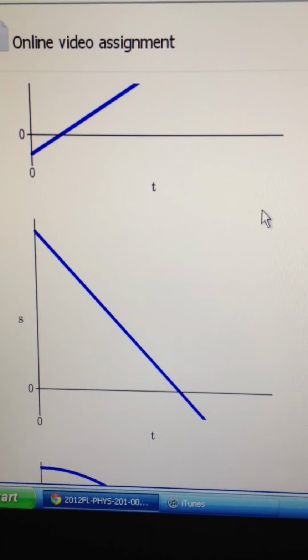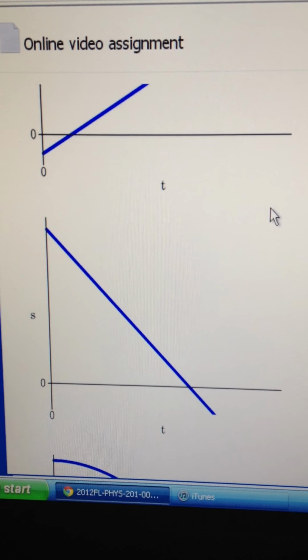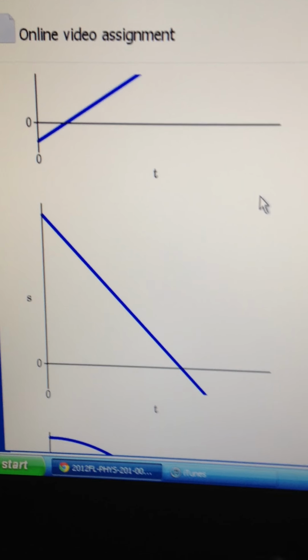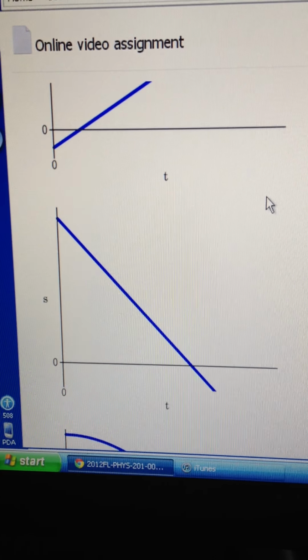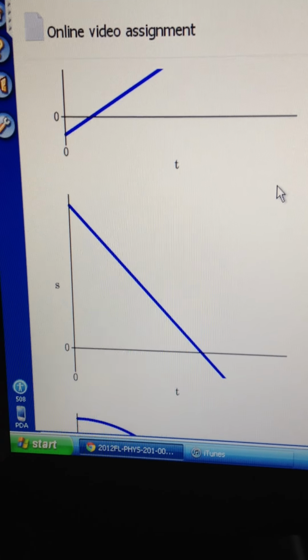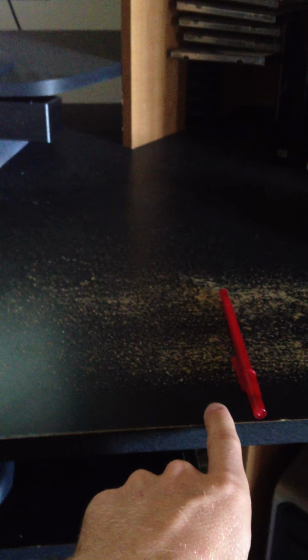It starts out in the positive direction and goes downward into the negative direction with a negative velocity, but a consistent velocity. So it would start out in the positive direction right here and go consistently just like that and then stop right about there. It wouldn't speed up or slow down, it stays consistent the whole time.